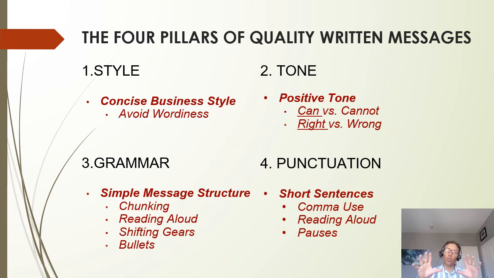All right, so that's a little more detail, kind of a basic display method for style, tone, grammar, and punctuation. Style: concise business style. Tone: we want to strike a positive tone, not be accusatory or blaming or critical. We want to have a simple message structure where the document is visually appealing and broken into separate paragraphs and bullet points so it's all very easy to read. And we want to write in short sentences, and use commas to break up pause points. Okay.